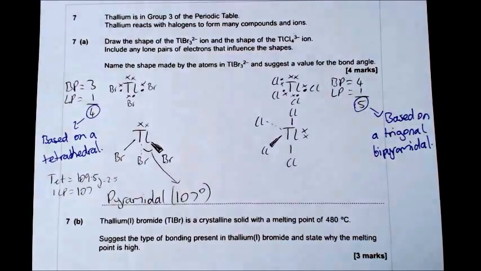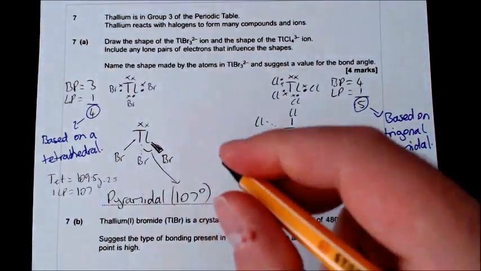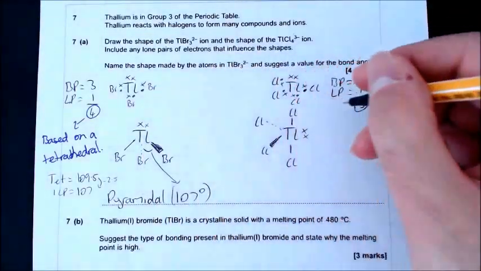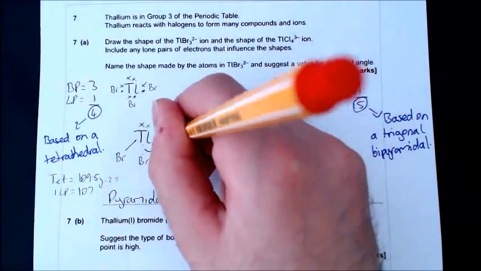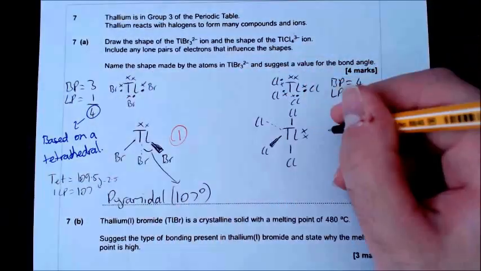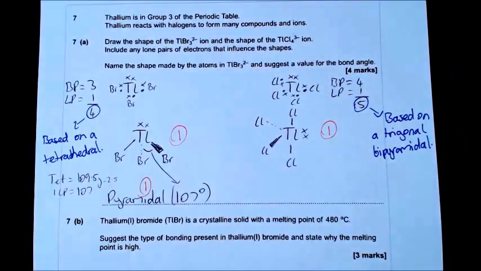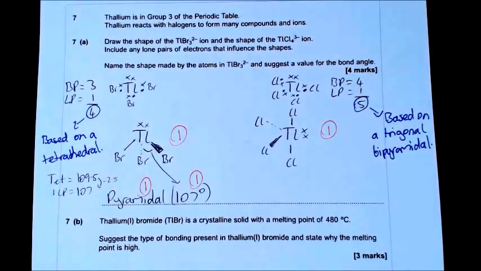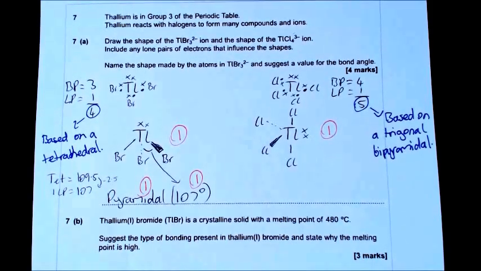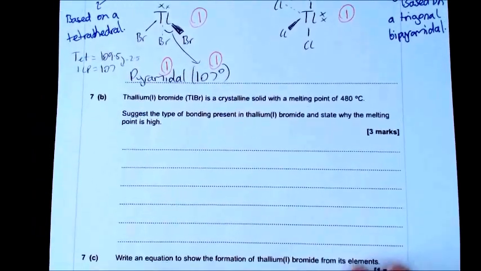So this is a 4-mark question. So we're going to label where the marks are. You get 1 mark for drawing this shape. You get 1 mark for drawing this shape. You get 1 mark for mentioning that one's called pyramidal, and you also get 1 mark for saying that one is 107 degrees. So you get 4 marks in total there. Again, pretty tricky because we've got ions there, as you can see. All right, okay, so let's move on to the next question.